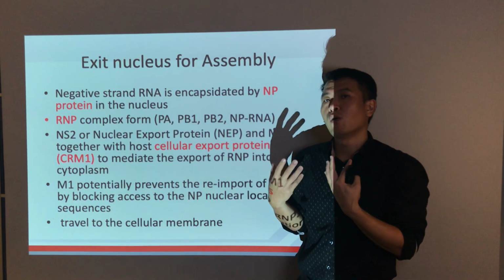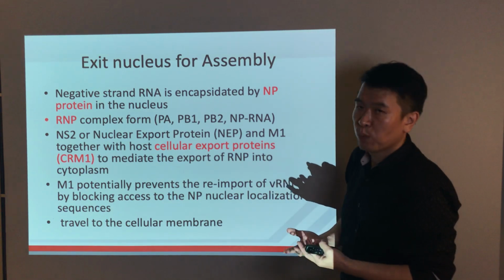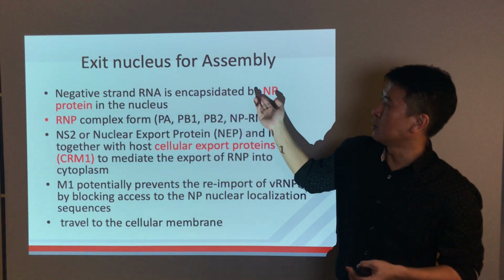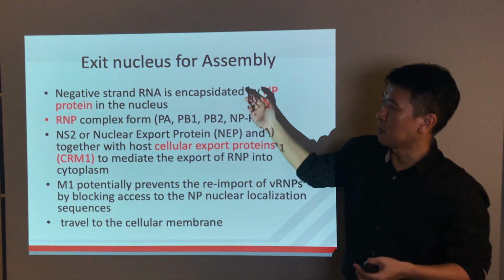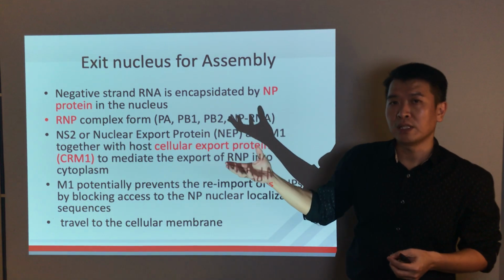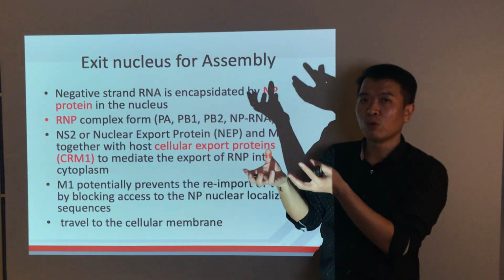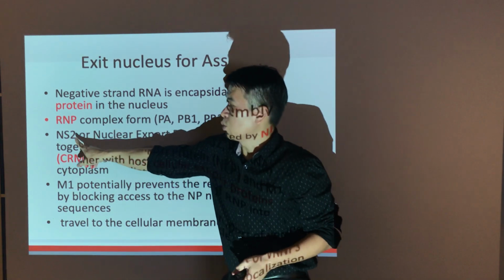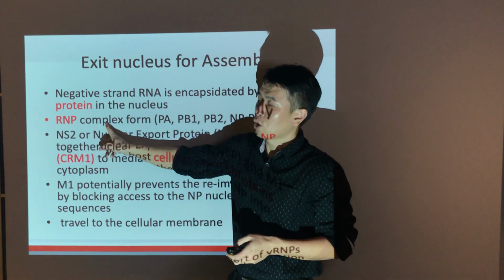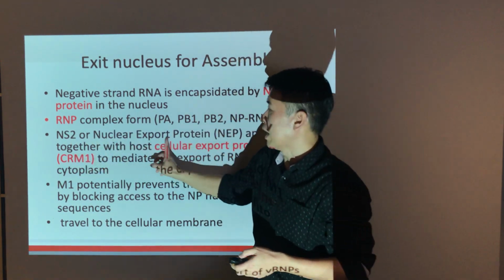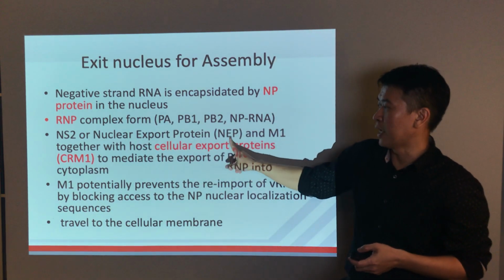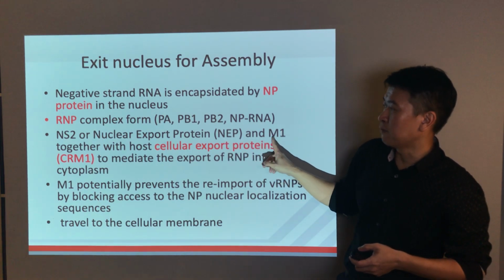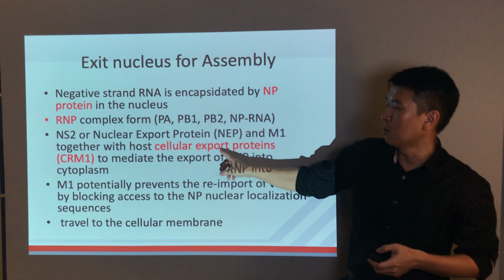Alright, so now we've completed the fourth step, which is genome replication. Once the negative strand RNA is encapsulated by the NP protein, this ribonucleoprotein now needs to be exported out from the nucleus. So NS2, remember I mentioned the proteins that go into the nucleus, another name for NS2 is nuclear export protein, NEP.